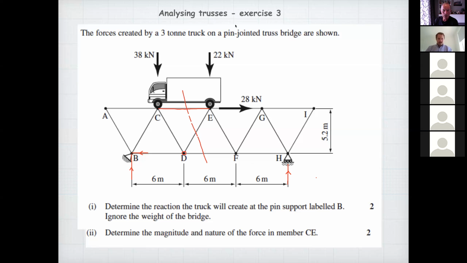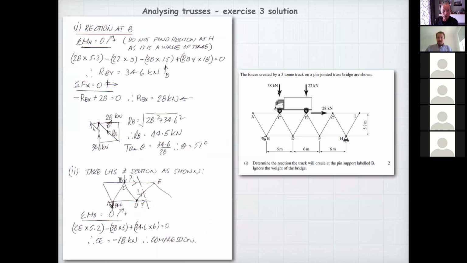Okay, I'll try and be quick now. I won't have enough time to do friction. So there's the solution to that question. So we haven't found the reaction in H.